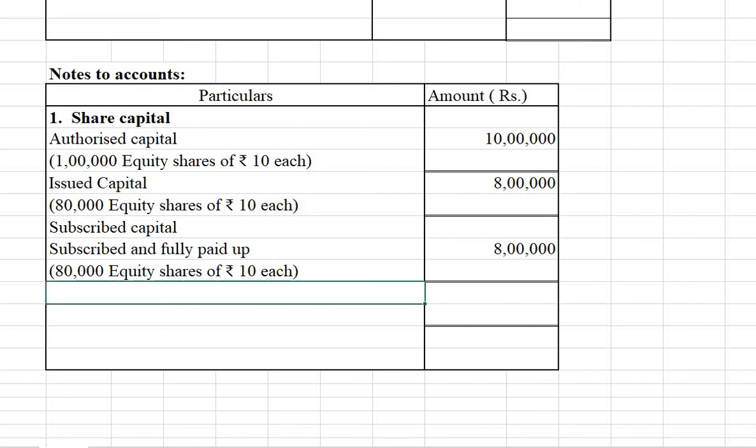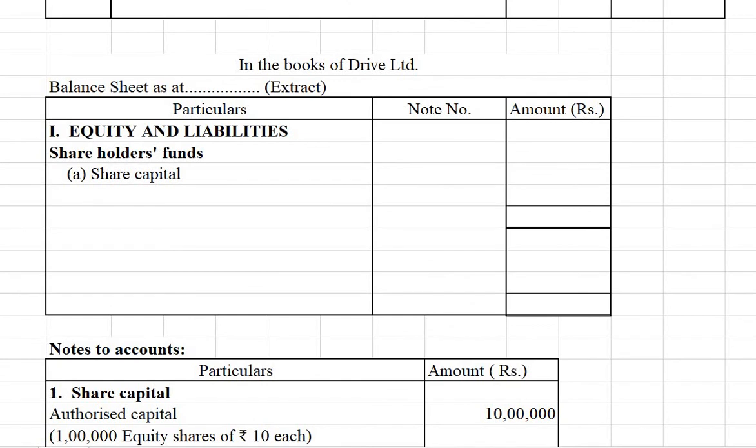So share capital we have got here, 8 lakh rupees, that can be entered in the balance sheet. Share capital, note number 1. Here it is, note number 1, share capital. So note number 1, how much? 8 lakh is written here. Okay. Next, after share capital, the next item is reserves and surplus. So point B, reserves and surplus.